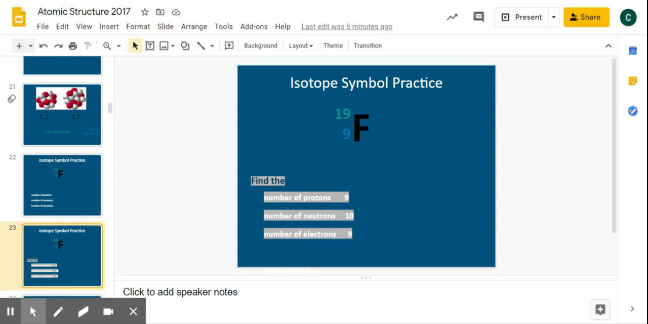Hopefully you were able to figure out that the number of protons was 9, the number of neutrons was 10, because your mass number minus protons is your number of neutrons. So 19 minus 9 gave you 10. And then your number of electrons, like we said, for right now, they're going to be equal to the number of protons, which is also that atomic number, which is 9.